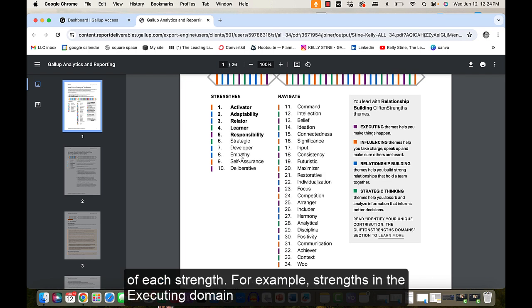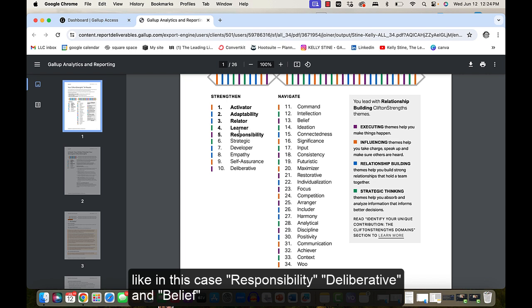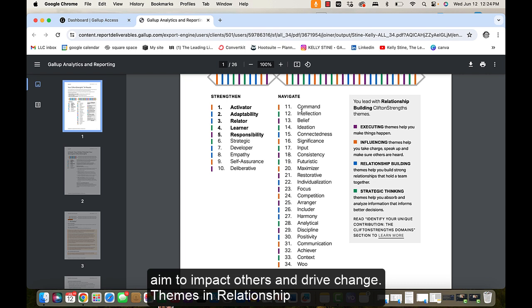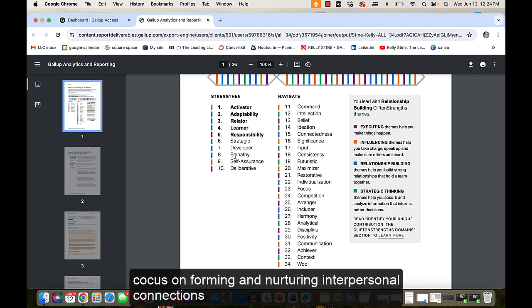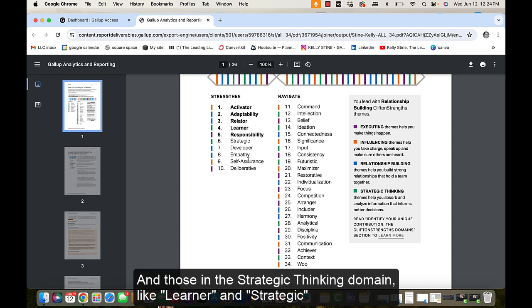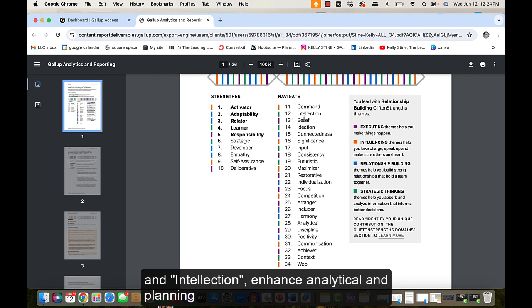For example, strengths within the executing domain, like in this case, Responsibility, Deliberative, and Belief, are crucial for accomplishing tasks. Those in the influencing domain, like Activator, Self-Assurance, and Command, aim to impact others and drive change. Themes in relationship building, like Adaptability, Relator, Developer, and Empathy, focus on forming and nurturing interpersonal connections. And those in the strategic thinking domain, like Learner, Strategic, and Intellection, enhance analytical and planning capabilities.